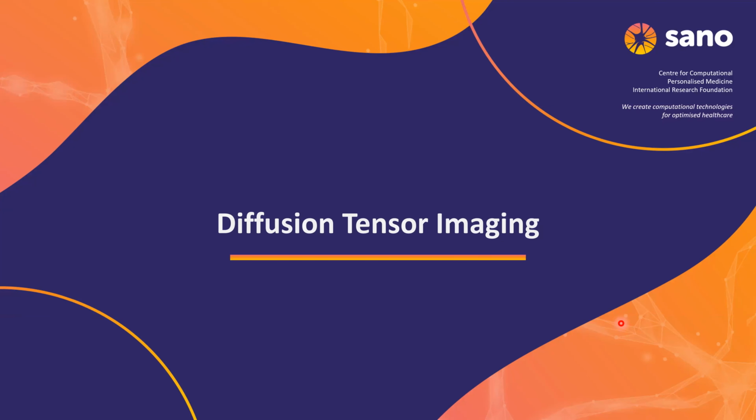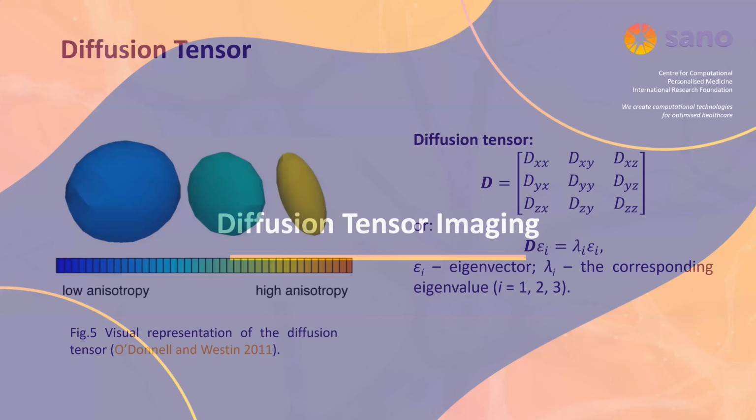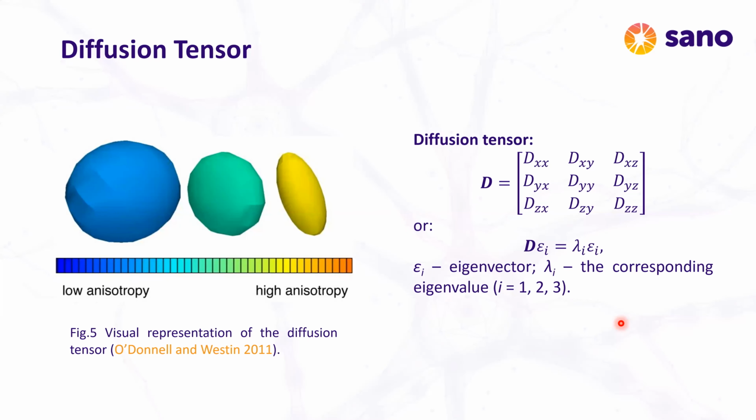The most common diffusion-weighted magnetic resonance imaging technique is diffusion tensor imaging. The diffusion tensor describes the diffusion of water molecules using the Gaussian distribution model. It is represented as a symmetric, positive definite matrix, which has 3 mutually perpendicular eigenvectors and 3 positive eigenvalues.